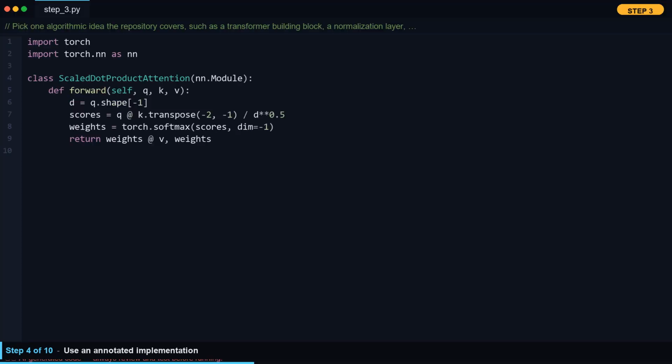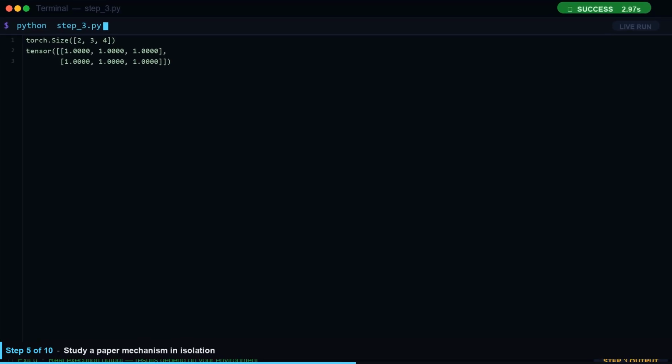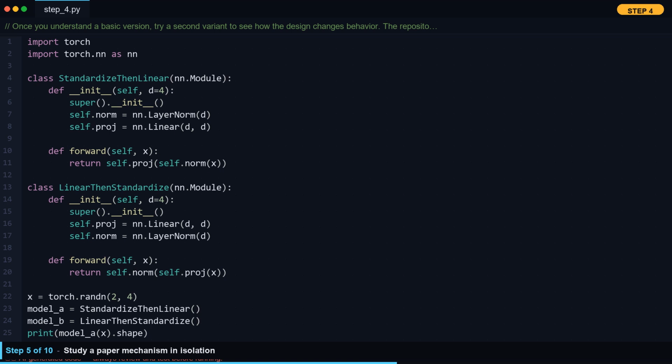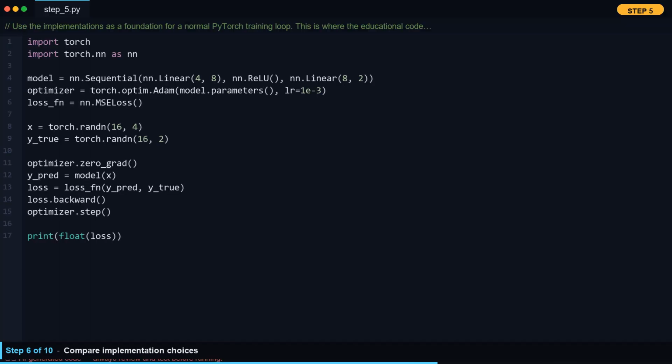Here, the code and the explanation sit side by side, so you can map a paper idea directly to a real PyTorch pattern without getting buried in production complexity. That makes it useful for learners, educators, and working developers alike. You can study modern architectures, optimizers, training tricks, and scaling methods in a form that actually runs.